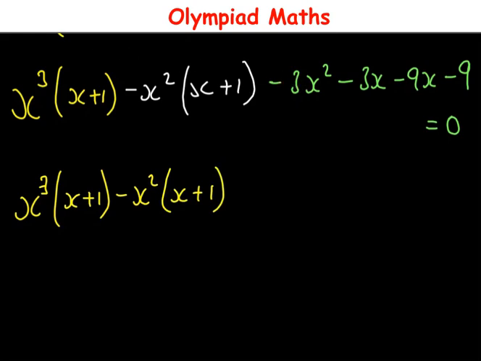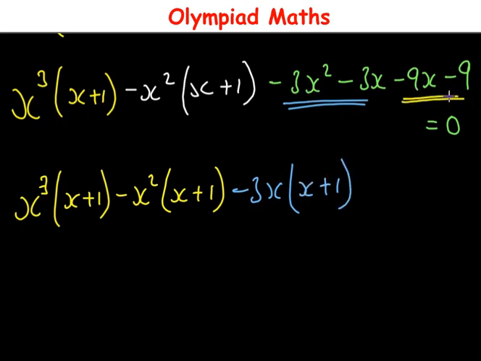And from here, we can factorize out minus 3x. So minus 3x into bracket, we are left with x plus 1. And from minus 9x minus 9, factorize out minus 9, we are left with x plus 1. And this equals 0. So at this junction, looking at this equation, we have a common factor, x plus 1, in every term.